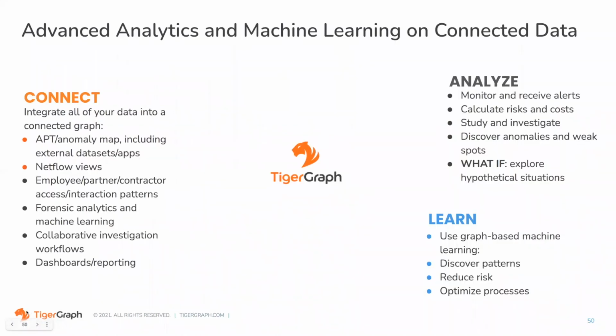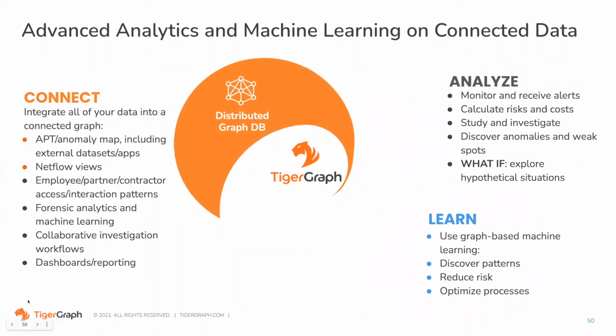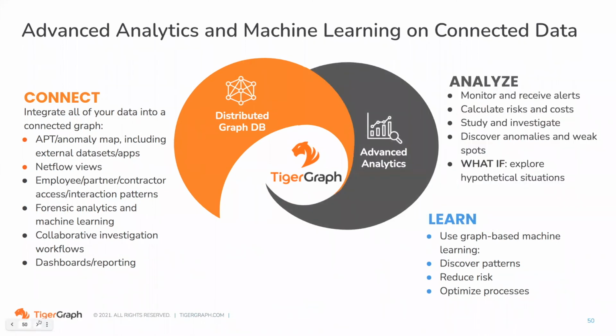So how does this work? We want to connect, we want to analyze, we want to learn, we want to see, connect, and act. And so we have a distributed graph database that enables us to build the advanced persistent threat anomaly map. We have net flow views, we have usage patterns, we have the forensic analytics that go into that. We also then can add to that the advanced analytics and the collaborative investigation workflows.